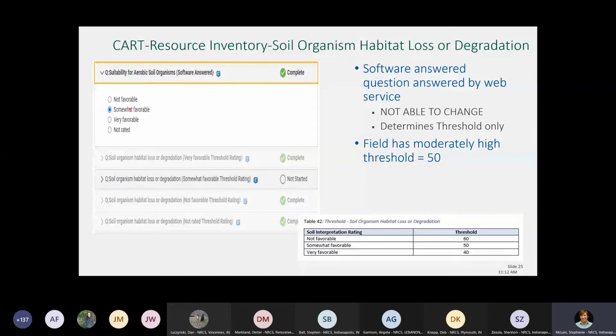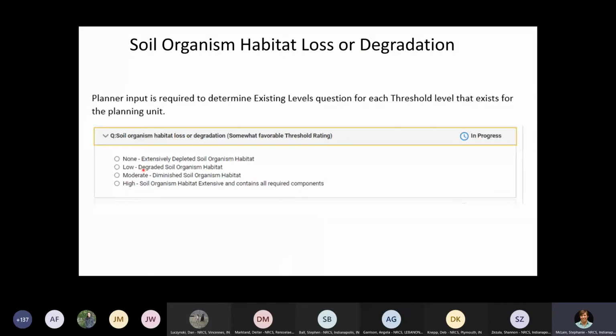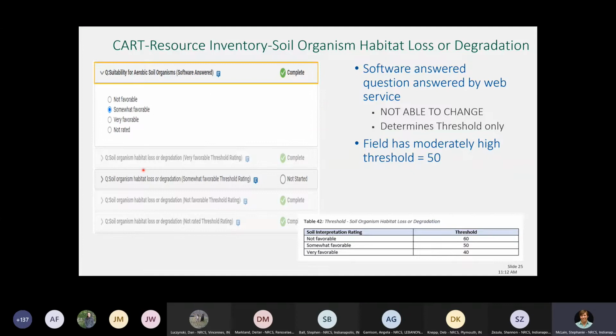And again, that software answered question, and then we just go in and we answer only the one that we can open. Sometimes you're going to see more than one open, right? Or more than one active, because some fields might be very favorable and some fields might only be somewhat favorable. And they have different thresholds, which then forces you to answer that question for more than one of these categories. But again, in this situation with the fields that I clipped and put in CD, they were all somewhat favorable.